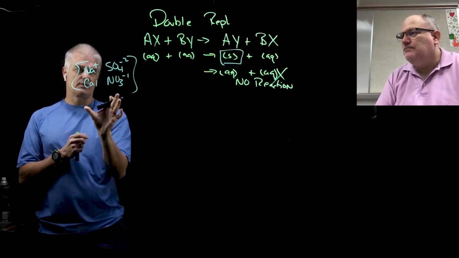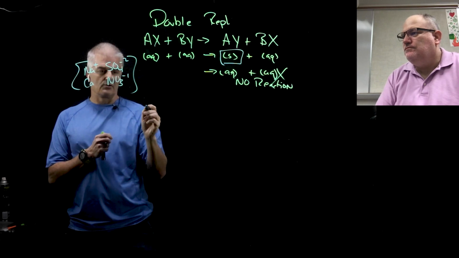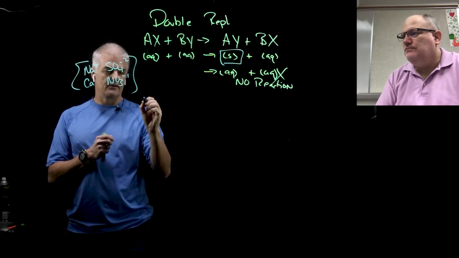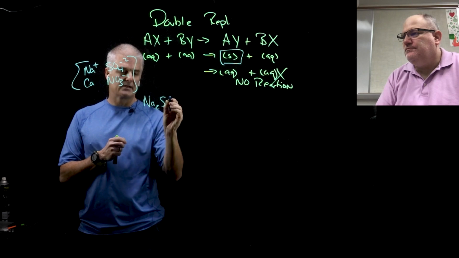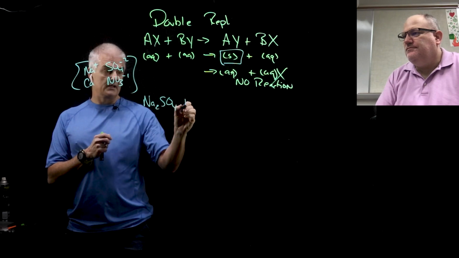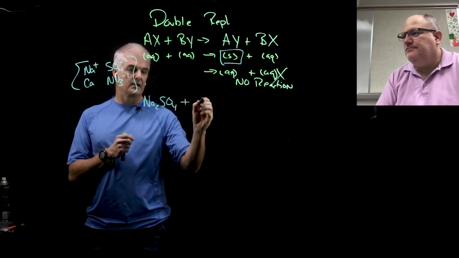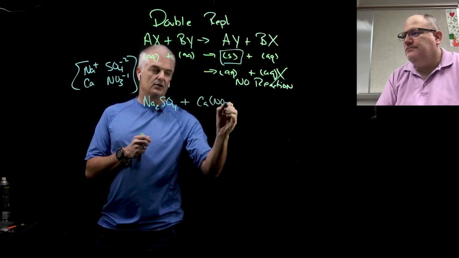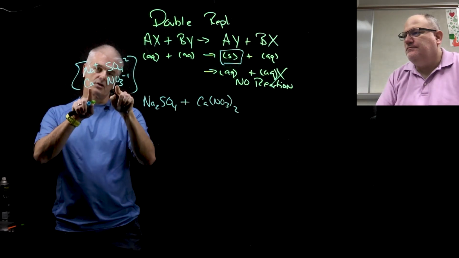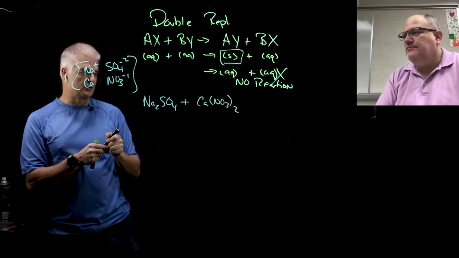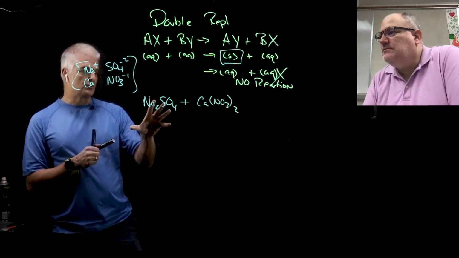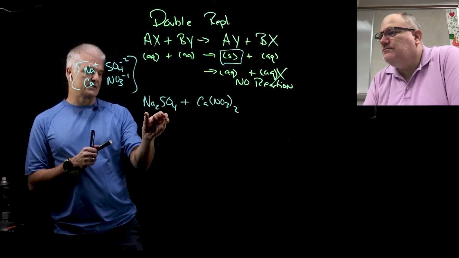So I've got these right here. I'm going to look up sodium sulfate. When I put sodium sulfate together, that's going to be Na2SO4 plus calcium nitrate, Ca(NO3)2. Again, look at the charges that I'm using. Now, the first thing I want to do is check their state of matter. So first of all, let's check and see what their state of matter is.